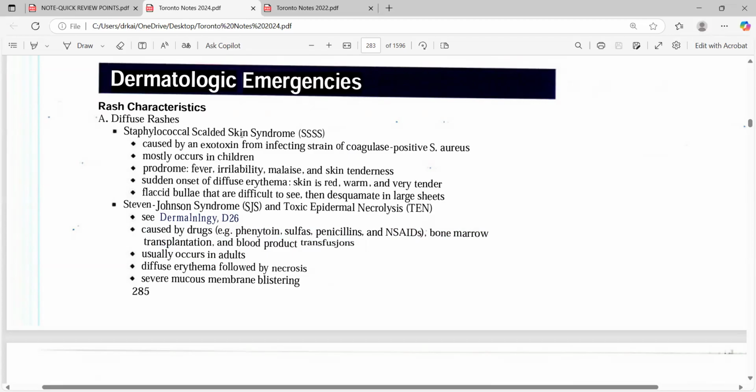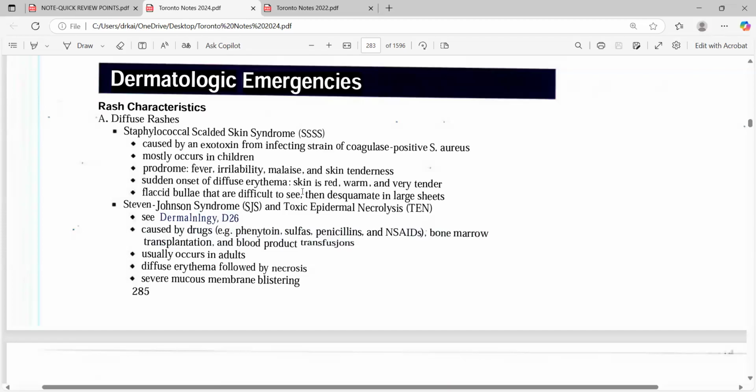Then the staphylococcal scalded skin syndrome. Please, whenever you are reading any dermatology, make sure you see from Google how it looks. Staphylococcal scalded skin syndrome is caused by an exotoxin. It comes with fever, arthralgia, and is mostly common in children. The skin is red, warm, and very tender. Usually you don't need to do any treatment. Just knowing that diagnosis is more than enough.